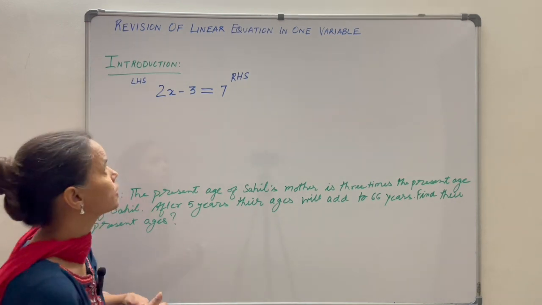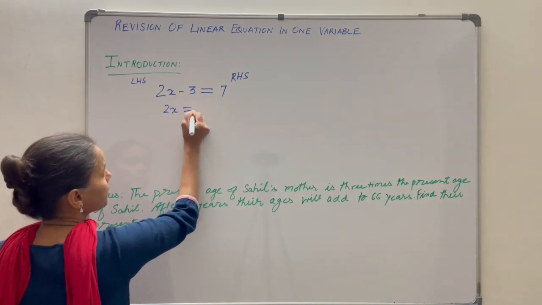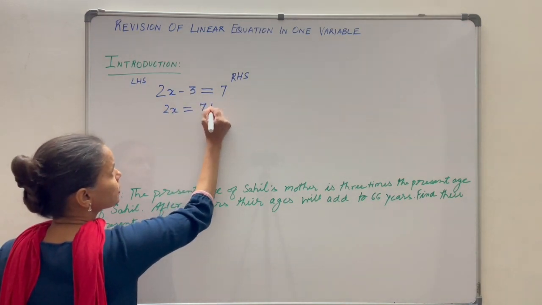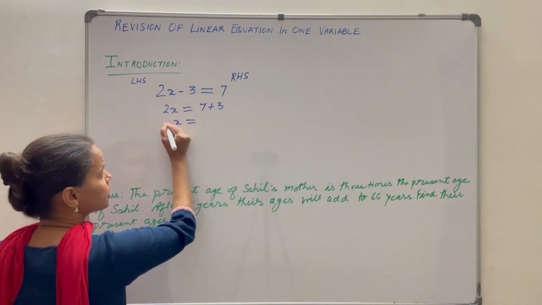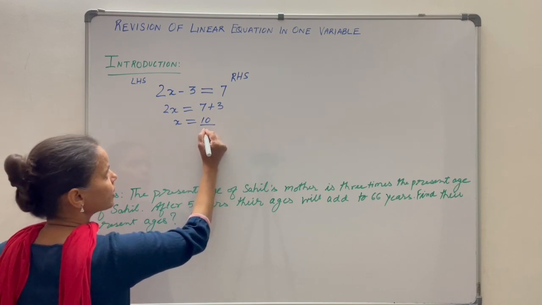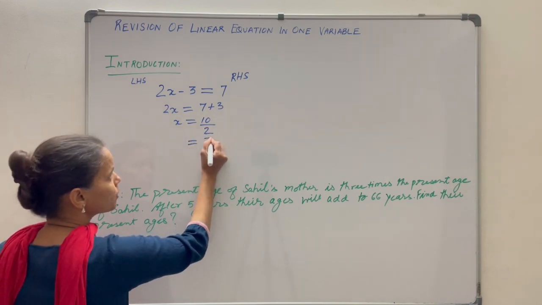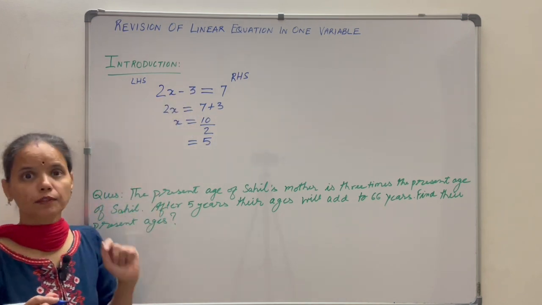Let us solve it. When you transpose, the sign will change. Minus will become plus. So 7 plus 3 is 10. On this side it is multiplied. When it goes to the other side, it will be divided. So 10 by 2 is 5. So 5 is the solution of this equation.